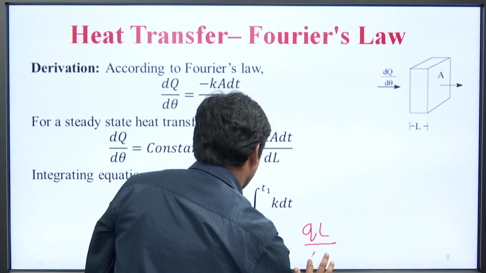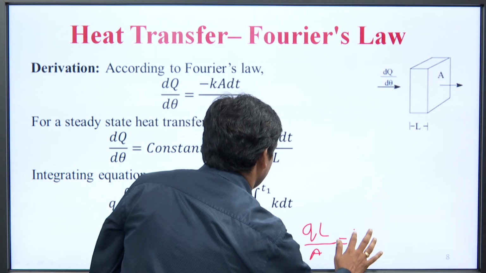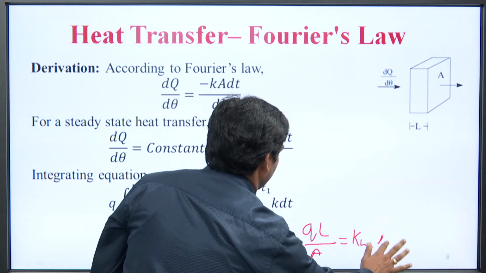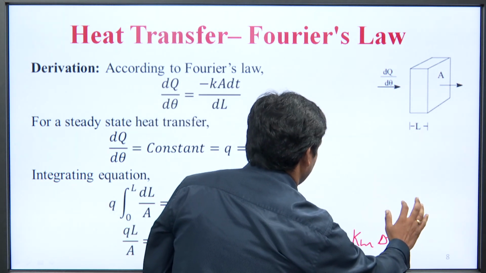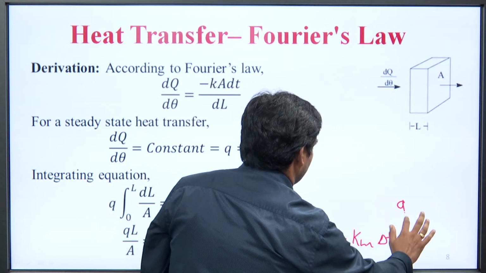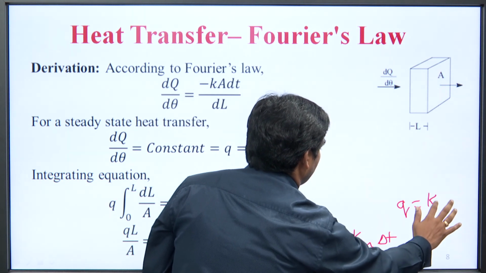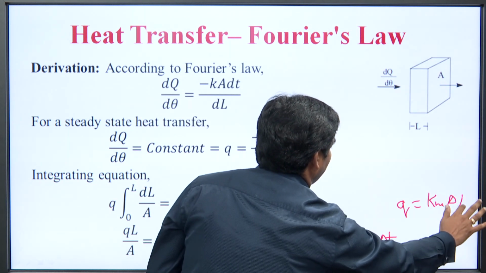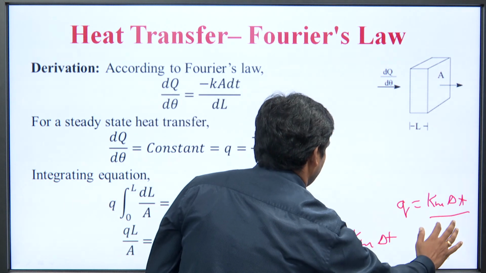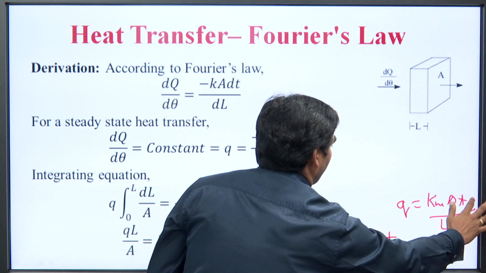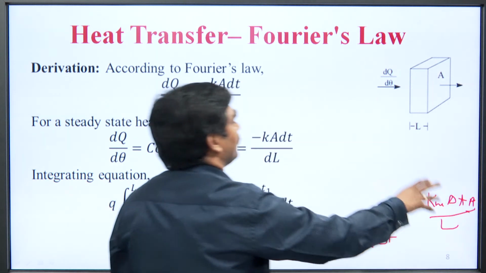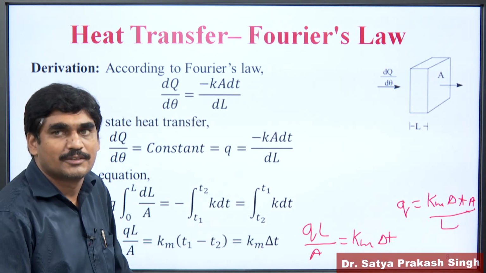q L upon A is equal to Km into delta T, which can be further written as q is equal to Km A delta T by L. That is what the Fourier law explains.